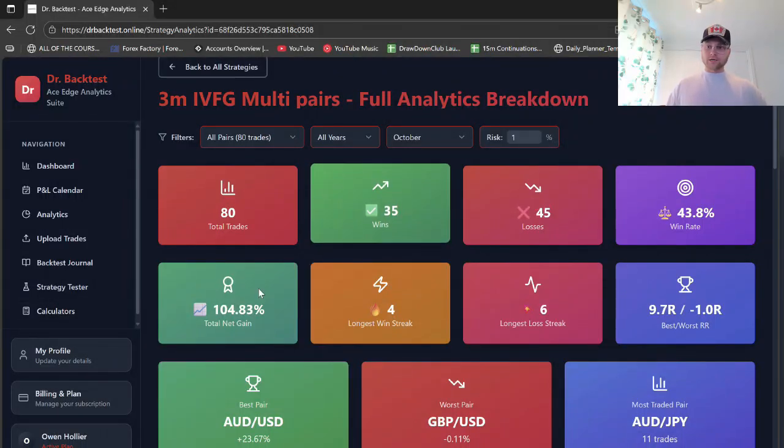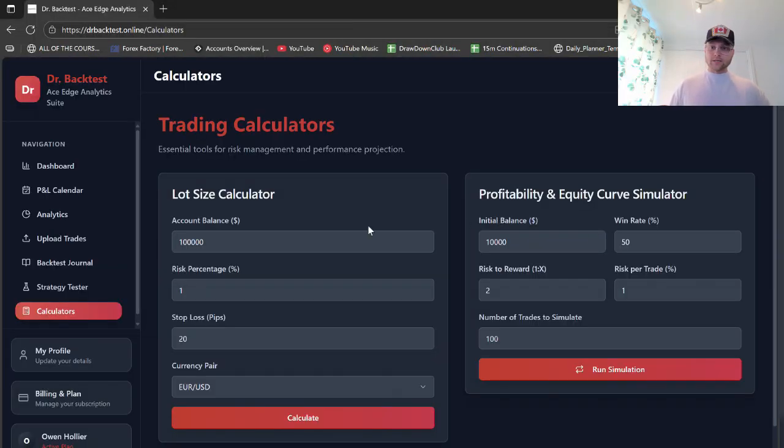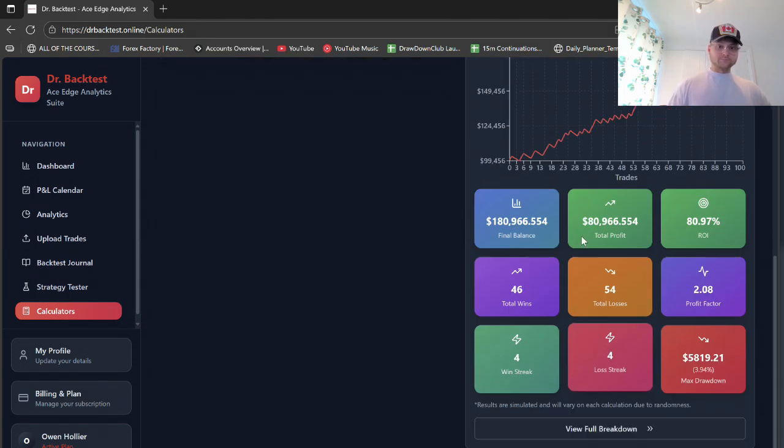And you've also got your forex calculators down here as well. So you've got a lot size calculator and a profitability calculator. So you can say if I've got 100,000 to trade with, and I've got a 45% win rate, and my average R is 2.5R, and I run this over 100 trades, then over 100 trades is 80% ROI, and we've got a total final balance of 180,000.